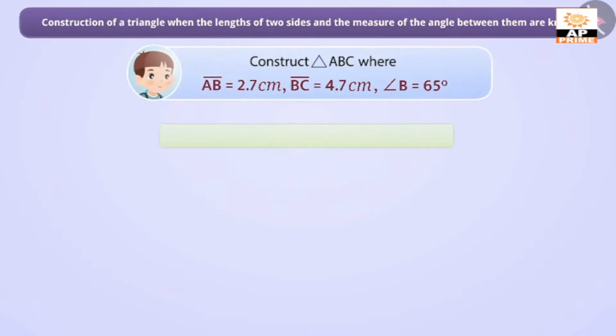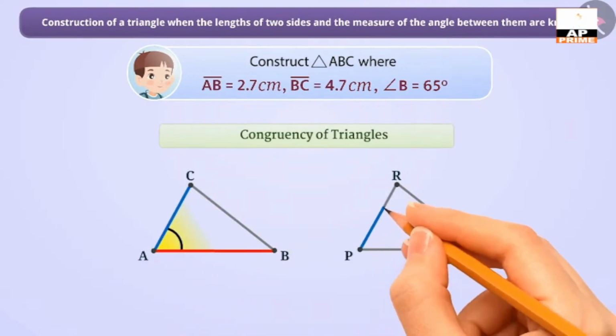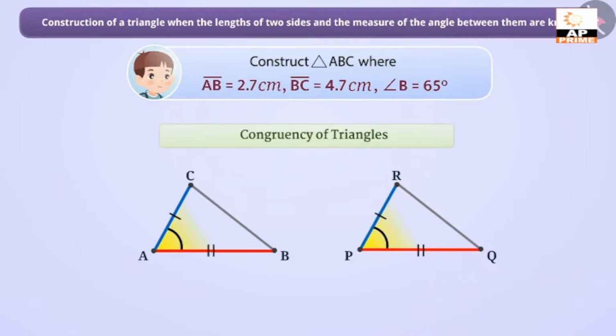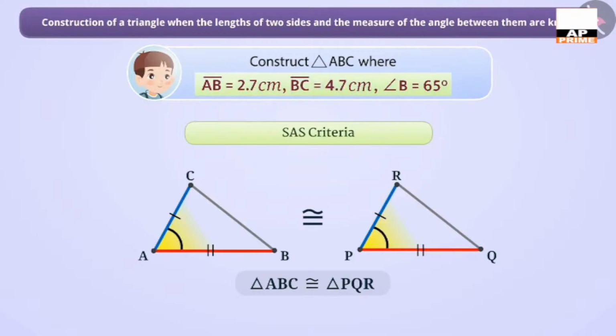Let's see. In the chapter Congruence of Triangles, we learned that if two sides and the angle included between them of a triangle are equal to two corresponding sides and the angle included between them of another triangle, then the triangles are congruent. This rule of congruence of triangles is called the SAS congruence criterion. This rule also informs us that if two sides and the angle included between them are given, then we can construct a unique triangle.